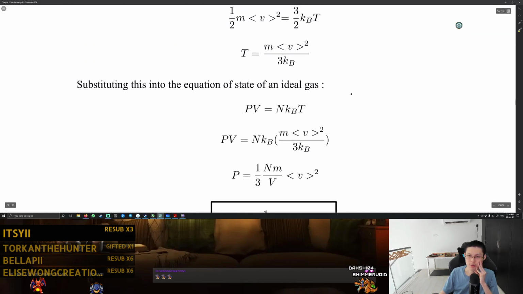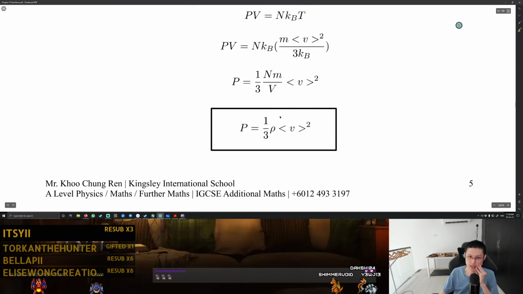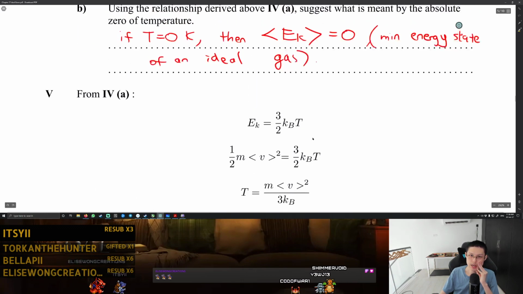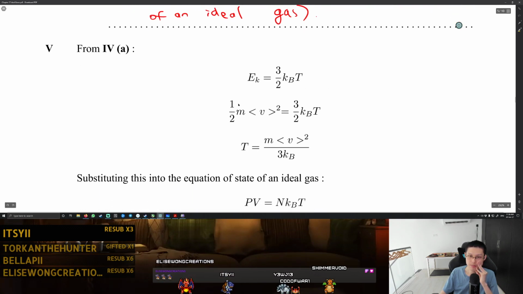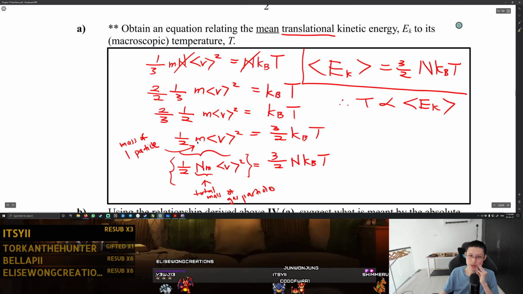Okay, so next up we're going to derive the fourth equation, which is this guy here. The pressure equals 1 over 3 rho v squared. So this one actually comes from this guy here, 3 over 2 kBT. And we're going to equate that with the mean translational kinetic energy, which is half mv squared. So we're just going backwards a bit. So going from here, going back to here.